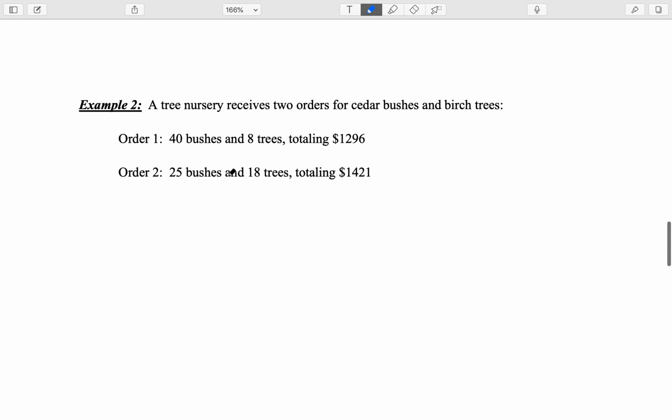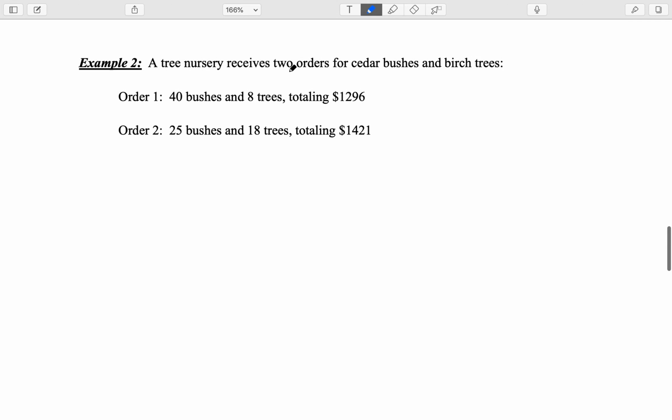Okay, how about this one? A tree nursery. They received 2 orders for cedar bushes and birch trees. The first one is 40 bushes and 8 trees, totaling 1296. And the second one is 25 bushes and 18 trees, and that's 1421. So what are we talking about? We're talking about bushes and trees. So the first thing I'm going to do, I'm going to say B is the number of bushes.